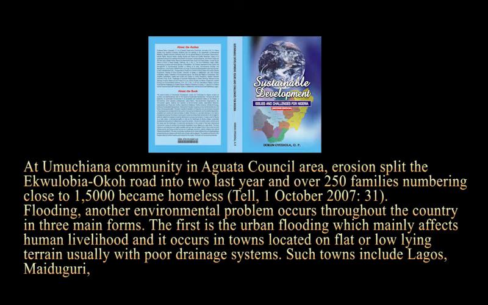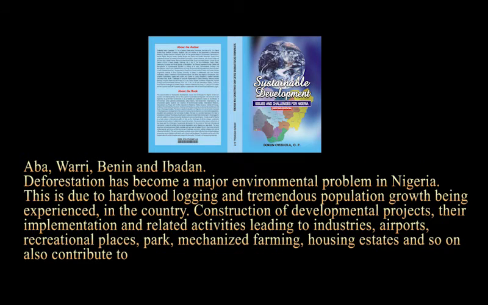Flooding, another environmental problem, occurs throughout the country in three main forms. The first is the urban flooding, which mainly affects human livelihood, and it occurs in towns located on flat or low-lying terrain, usually with poor drainage systems. Such towns include Lagos, Maiduguri, Aba, Warri, Benin and Ibadan.